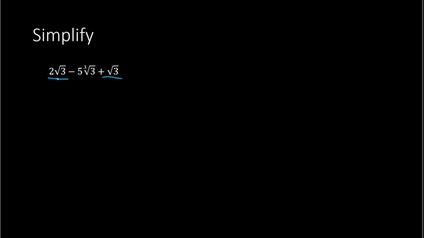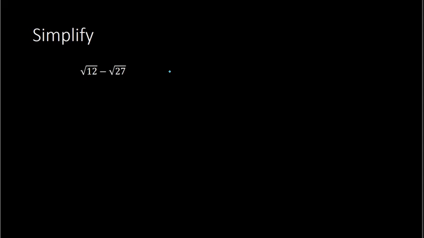So we have 2 square root of 3 plus, and there's an assumed 1 here. There's 1 square root of 3. So 2 plus 1 gives me 3. So I have 3 times the square root of 3. And then this minus 5 cube root of 3 does not combine. That just goes here in the end. And this would be my simplified form of the original expression.